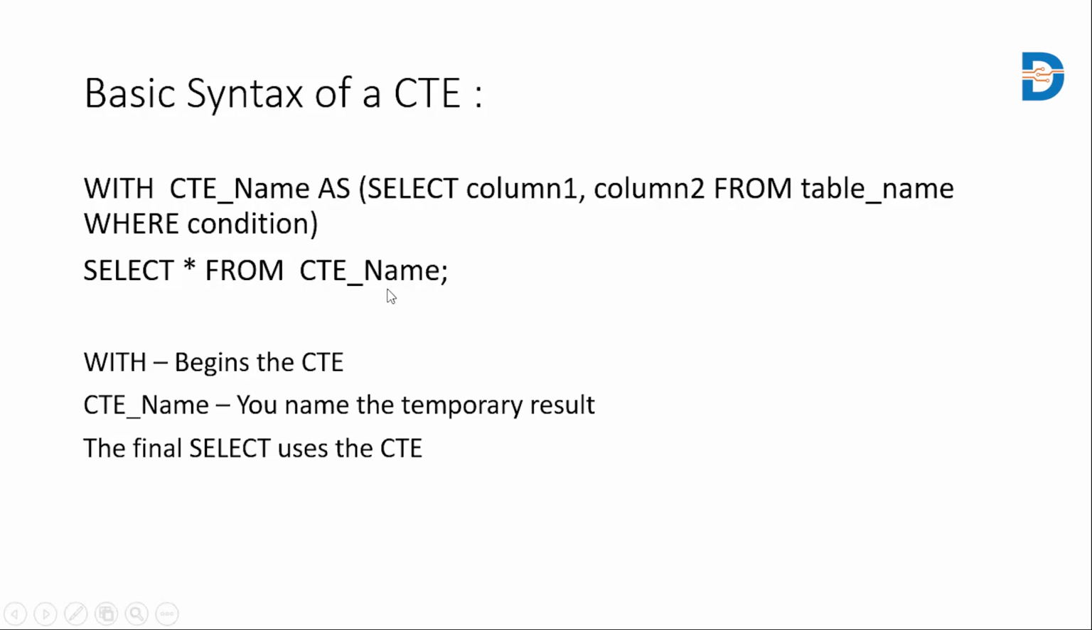Then SELECT star FROM city name. Why do we use WITH? It begins with that city name, and you can name that temporary result. Whatever you want the temporary result to be called, we can give that name over here. And after that, the final select uses that CTE.